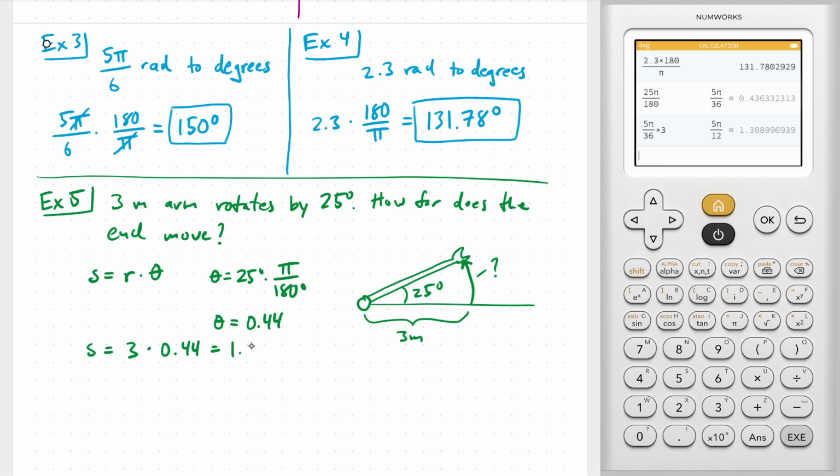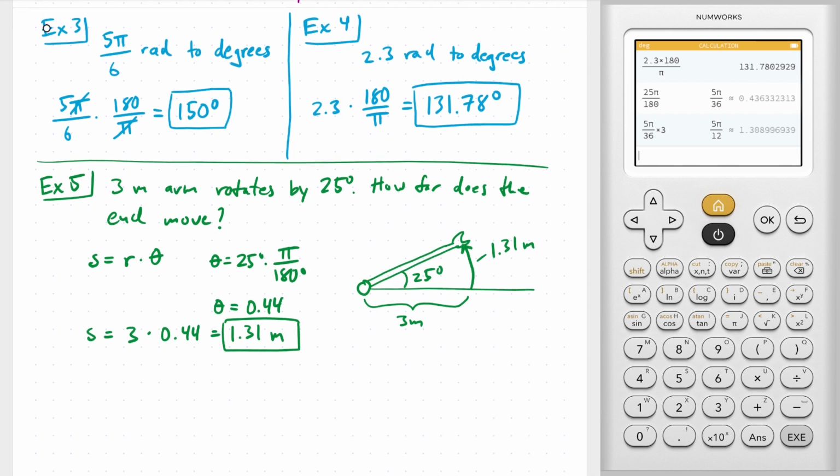So 1.31. My unit is in meters, and that's it. That's the solution. So a 3-meter arm rotates by 25 degrees. The end of the arm will then move a total distance of 1.31 meters. So let's put that in the diagram. This is 1.31 meters, approximately rounded to the nearest millimeter.